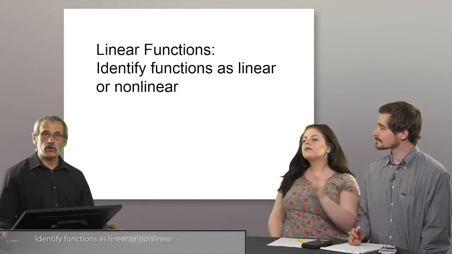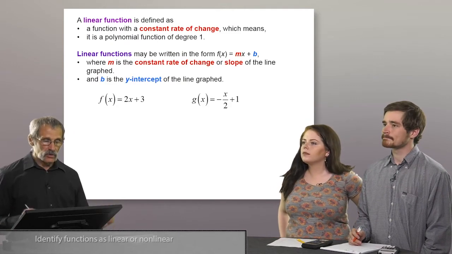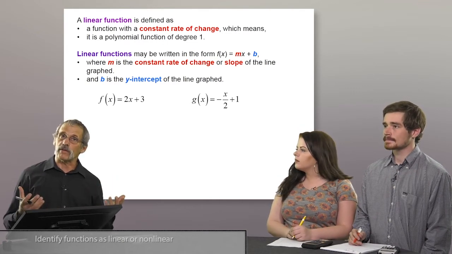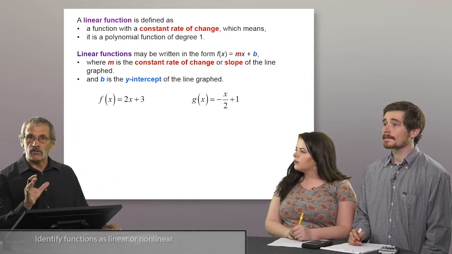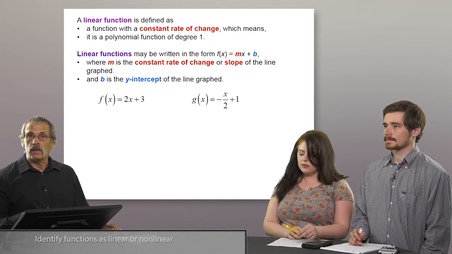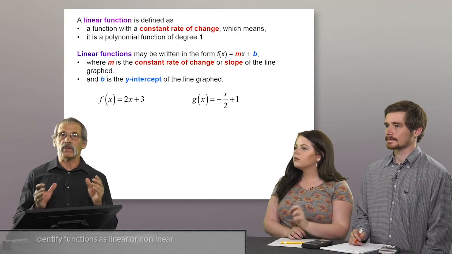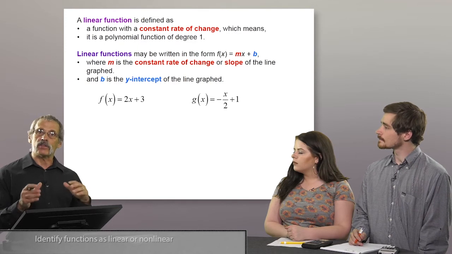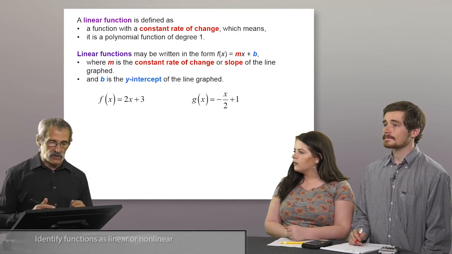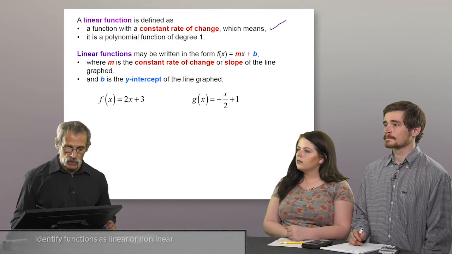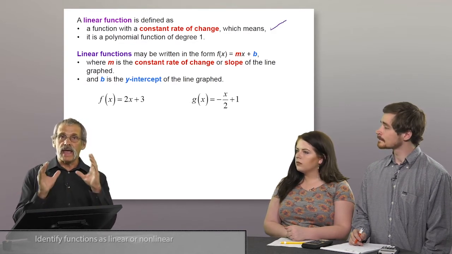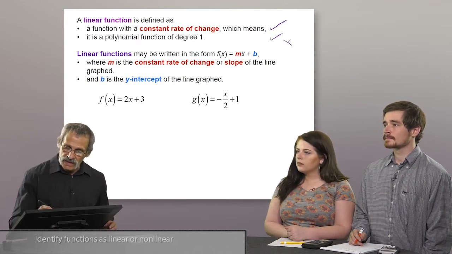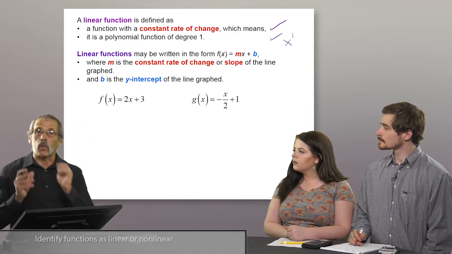Identify functions as linear or nonlinear. So our goal is to be given a function and determine if this function is linear or not. Well, what's a linear function? It's a function that has a constant rate of change, slope, given by m, and it's a polynomial of degree 1, which means the exponent on x must be 1. So to actually determine if you have a linear function, your eye goes to 2 places. Do you see a constant rate of change, which is the coefficient in front of x? And is this polynomial of degree 1? In other words, is there only one term with x, and the exponent on that x is a 1?